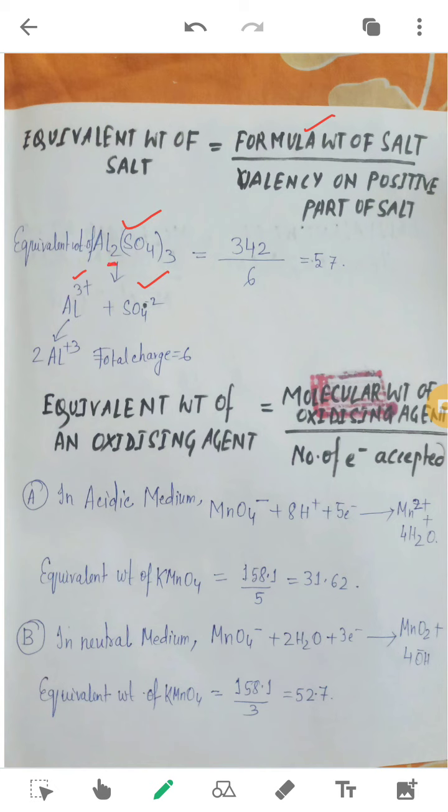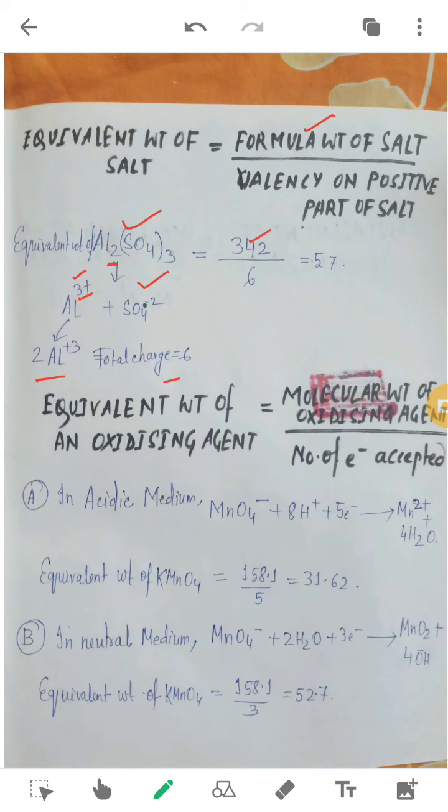So there are 2 Al3+ ions per molecule, which will give us 2 cations, 2 Al3+ cations. Each Al has a charge of 3+, so 2 of them will give us a total charge of 6.